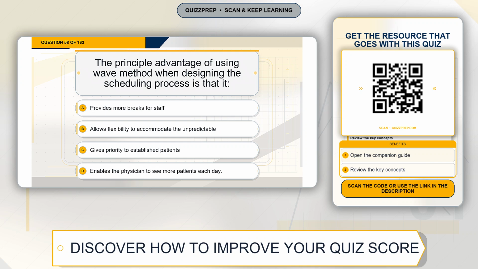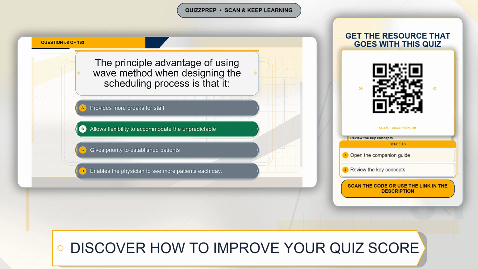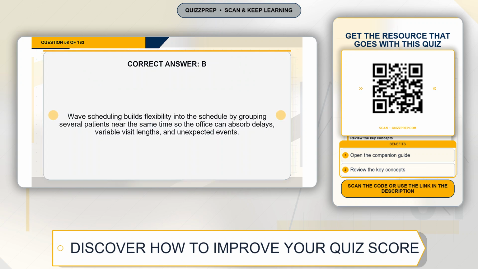Question 58. The principal advantage of using wave method when designing the scheduling process is that it: Option A, provides more breaks for staff. Option B, allows flexibility to accommodate the unpredictable. Option C, gives priority to established patients. Option D, enables the physician to see more patients each day. The correct answer is option B, allows flexibility to accommodate the unpredictable. Explanation. Wave scheduling builds flexibility into the schedule by grouping several patients near the same time so the office can absorb delays, variable visit lengths, and unexpected events.